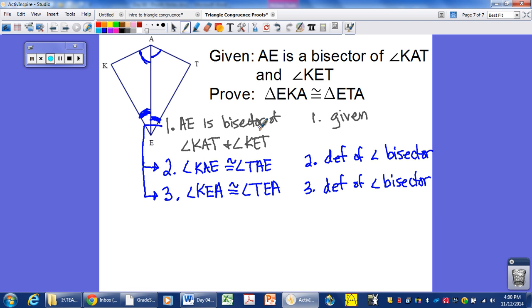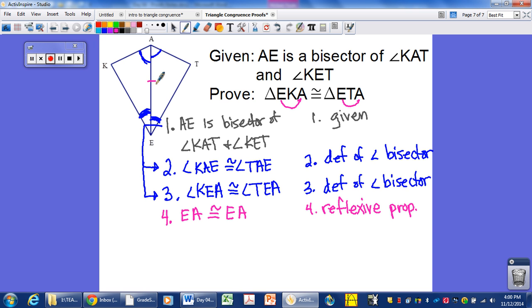Okay, so now I've exhausted my given information. I know the angle bisectors give me congruent angles. Now I have to look at my picture. This is the fourth one, so this should be fairly obvious that both of these triangles share side EA. And anytime they share the side, that side is always congruent to itself. So EA is congruent to EA. Once again, that's the reflexive property. Anytime they share the sides, that's using the reflexive property, in this case, of congruence.